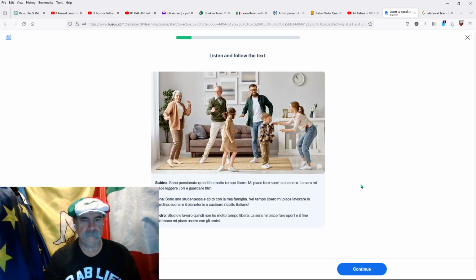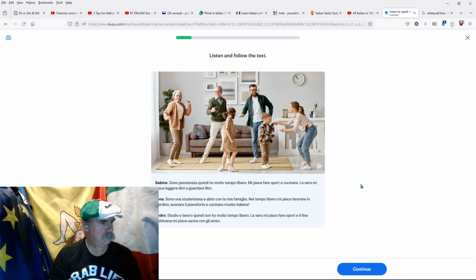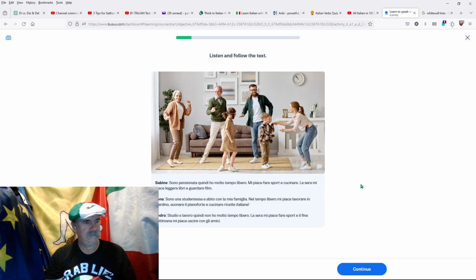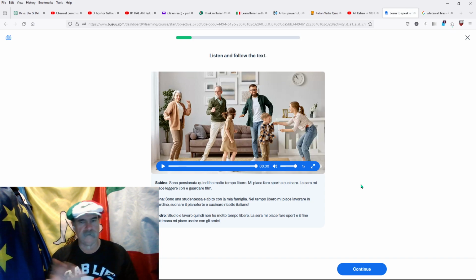Sono pensionata, quindi ho molto tempo libero. Mi piace fare sport e cucinare. La sera mi piace leggere libri e guardare film. Sono una studentessa e abito con la mia famiglia. Nel tempo libero mi piace lavorare in giardino, suonare il pianoforte e cucinare ricette italiane. Studio e lavoro, quindi non ho molto tempo libero. La sera mi piace fare sport e il fine settimana mi piace uscire con gli amici. Ci vediamo domani. Mille grazie per stopping in.